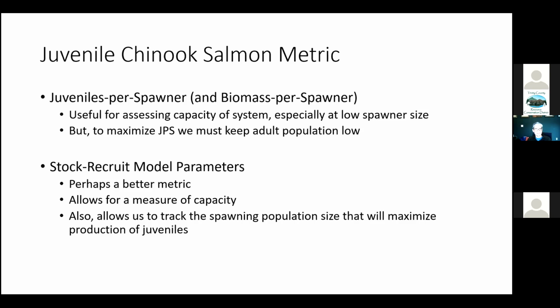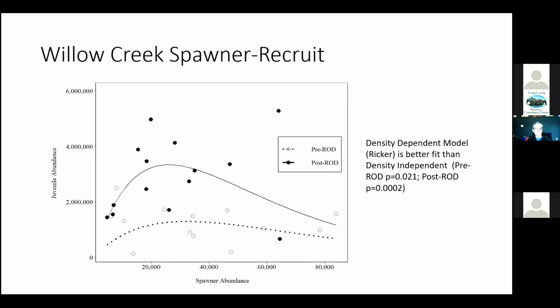And I think I repeated this Willow Creek slide. So what we really like to see is more of these points out here where we're getting a lot of spawners, and then also a lot of juveniles being produced. With that, that concludes my presentation, and I will take.